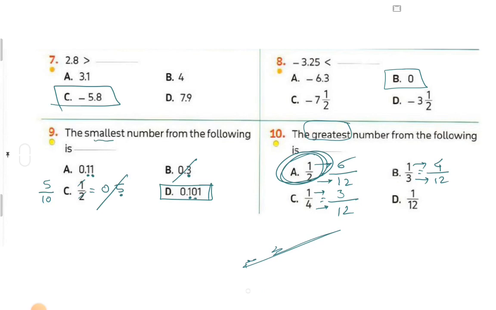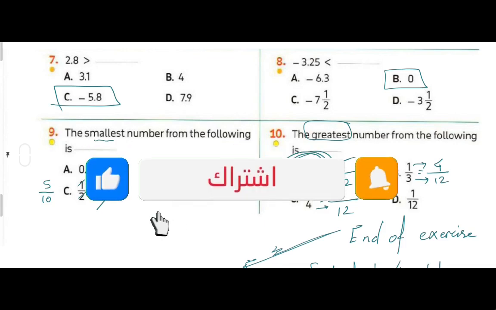Now we reach the end of the exercise of lesson 4, unit 2, and this is the end of the exercise. Also it's the end of lesson 4, unit 2, and thank you.